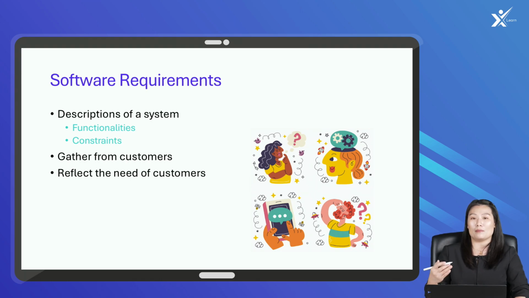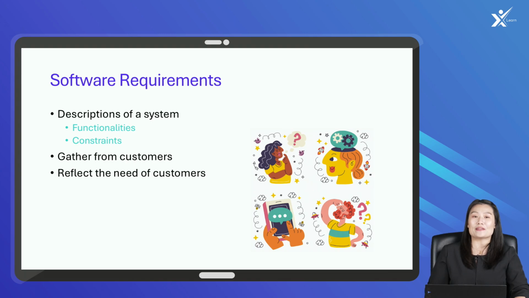And then they also tell you about the constraints. When you want to develop software, you will have constraints: what can be done, what cannot be done, or what limitations you have in the system. So these are software requirements.